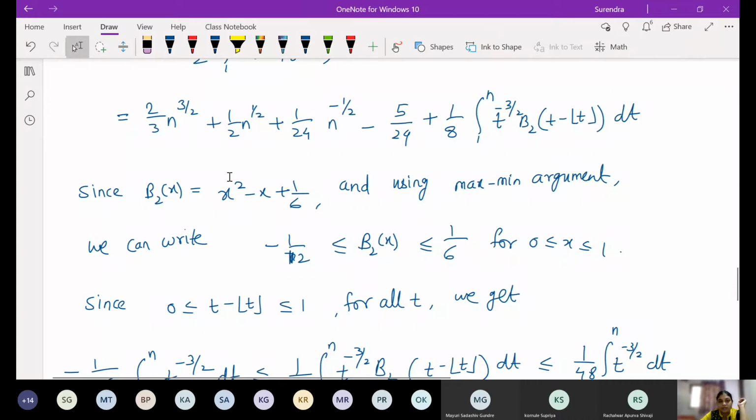So for this we have to find maximum and minimum values. How can we find the maximum and minimum value of this? Minimum is minus 1 by 12 and maximum is 1 by 6 for 0 less than or equal to x less than or equal to 1.